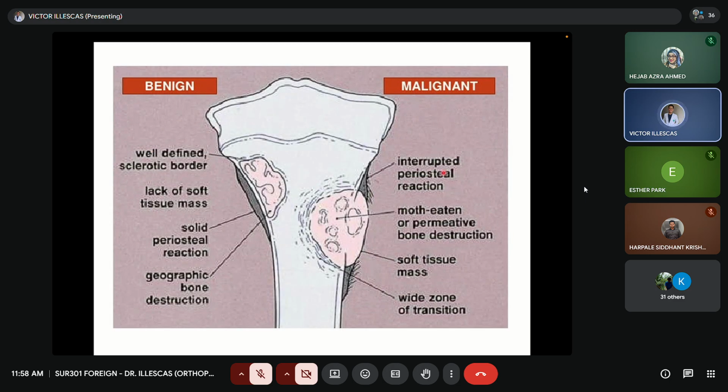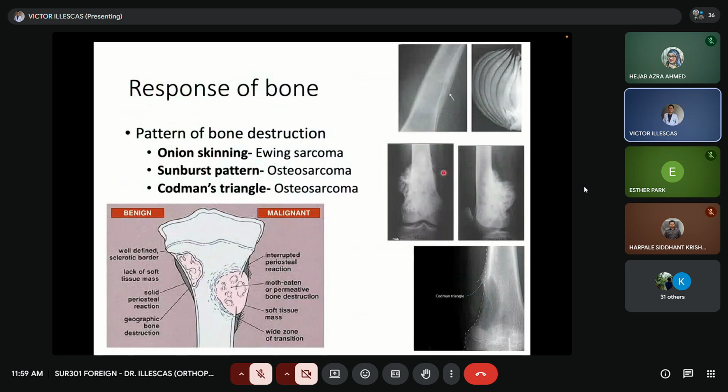So this is a zoomed in version of benign compared to malignant process. Some characteristics of the common bone sarcomas: Ewing sarcoma will show onion skinning, shown here. Sunburst pattern, shown with osteosarcoma, and Codman's triangle, here, also with osteosarcoma.